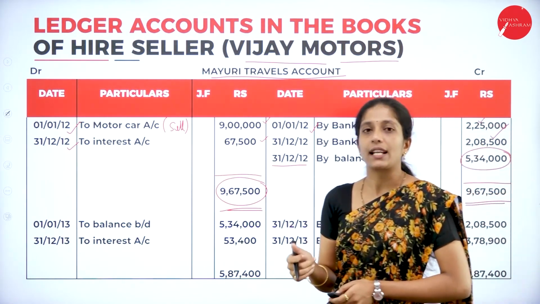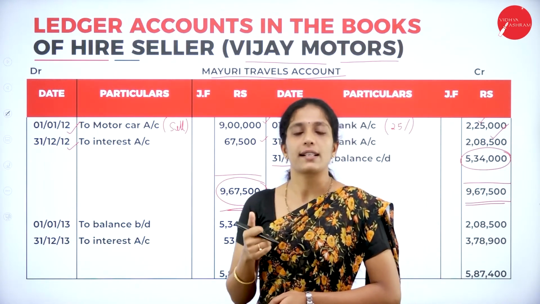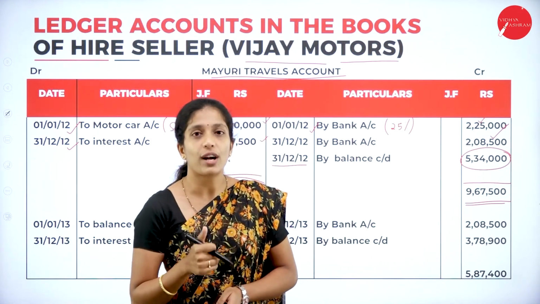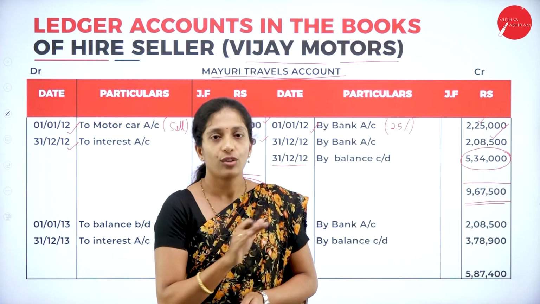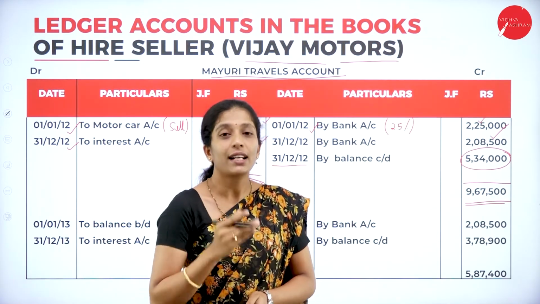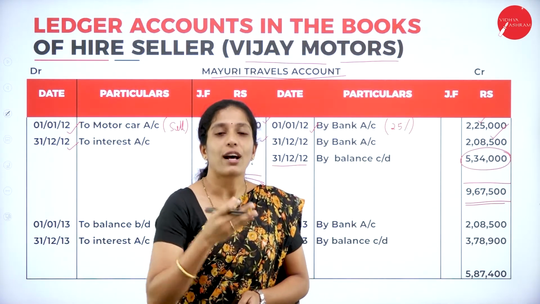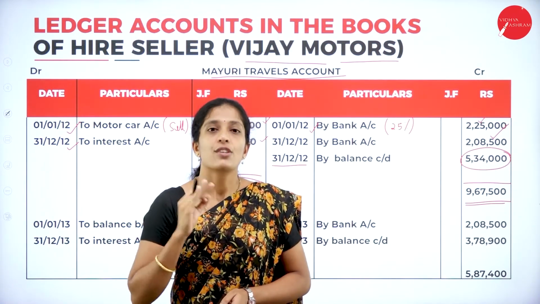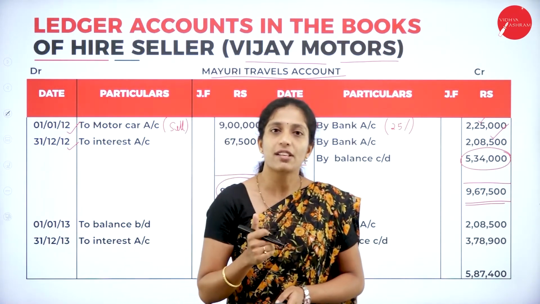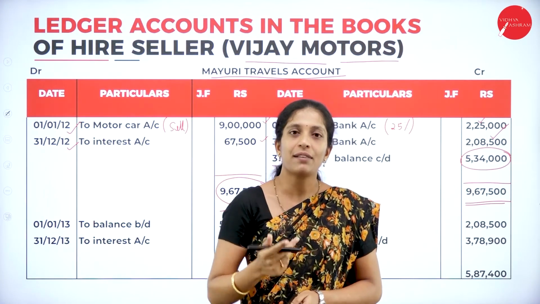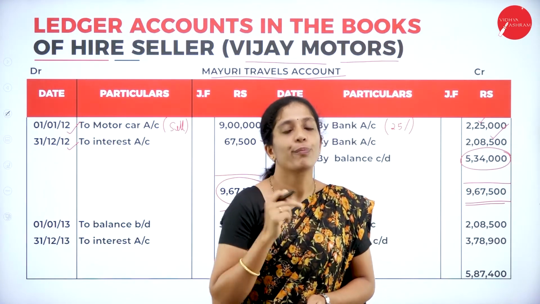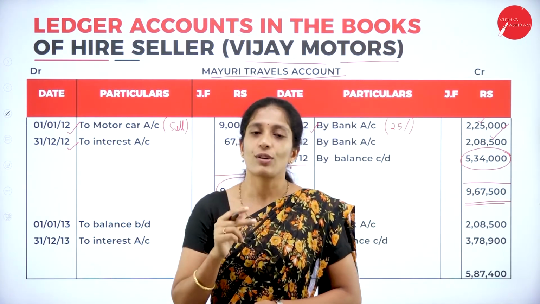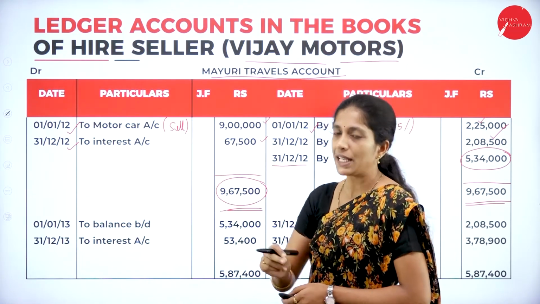Now come to the second year. So what are the entries to be recorded in the second year? Whether we have to record an entry for selling of the asset? No, it was done in the first year, right? No need to record an entry for receiving of the down payment. So the next entry is for interest due. Next, installment received and transfer of interest to profit and loss account. So only these three entries have to be recorded.